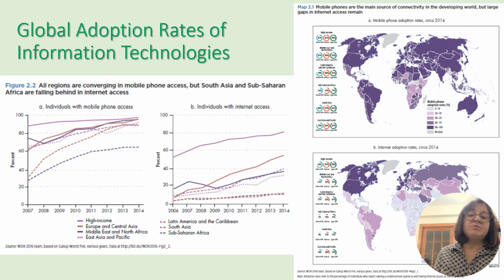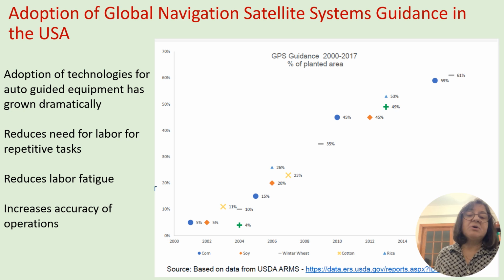So as we look across a range of different technologies, we see some technologies have been adopted very rapidly. Mobile phones, for example, reached almost 100% adoption within a few years, even in many developing countries. On the other hand, access to the internet has been much slower to provide. Adoption of GPS technology has also grown very rapidly, and this is in part because it reduces the need for labor, it reduces labor fatigue, and it increases accuracy of operations to have GPS-based auto-guided equipment.